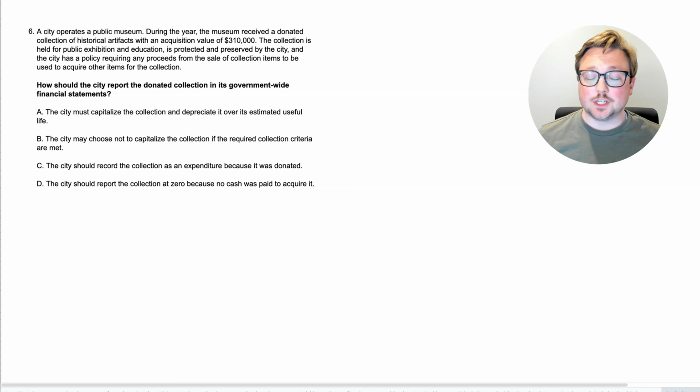All right, here we are at question 6. This is the last question. How should the city report the donated collection in its government-wide financial statements? Let's go up to the top. A city operates a public museum. During the year, the museum received a donated collection of historical artifacts with an acquisition value of $310,000. The collection is held for public exhibition and education, is protected and preserved by the city, and the city has a policy requiring any proceeds from the sale of the collection items to be used to acquire other items for the collection. So again, how are they going to report this donated collection in the government-wide financial statements?